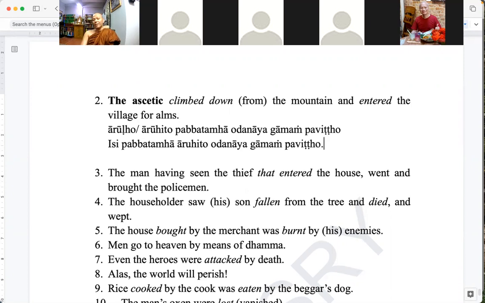Oh, great. So "isi pabbatamha aruhito orohanaya". Orohana actually means descent, so here it should be pindaya, the better one. So "isi pabbatamha aruhito, pindaya gamam pavitho". Or the other word is tapaso. Tapaso. Isi pabbatamha aruhito pindaya gamam pavitho. Okay, great. And number three, who will try?